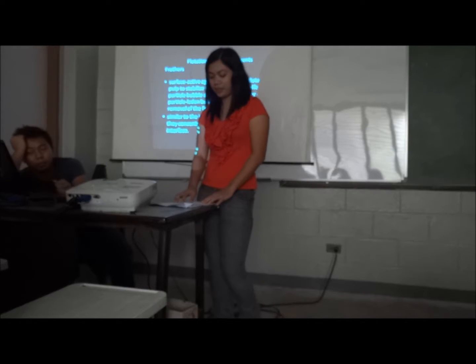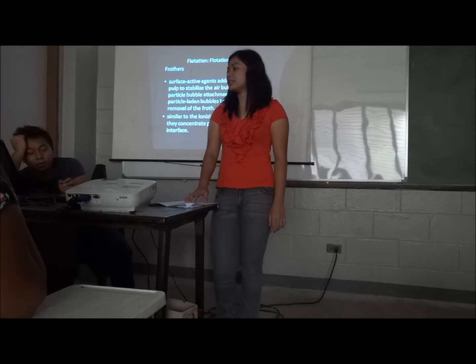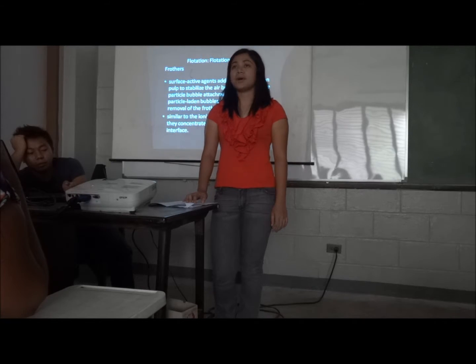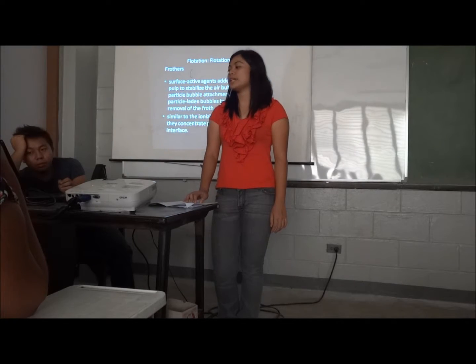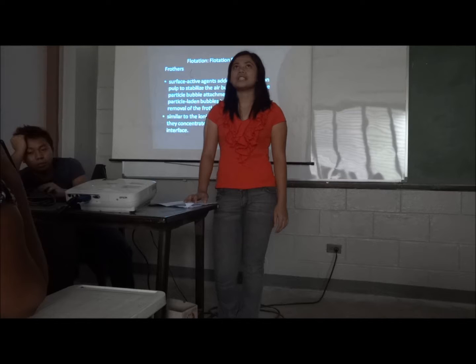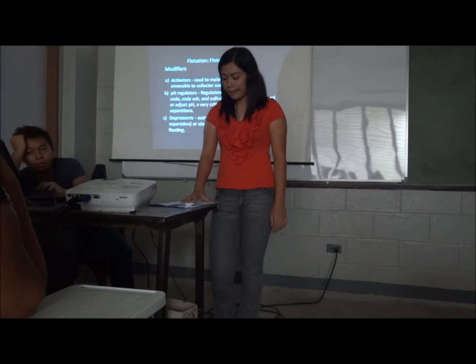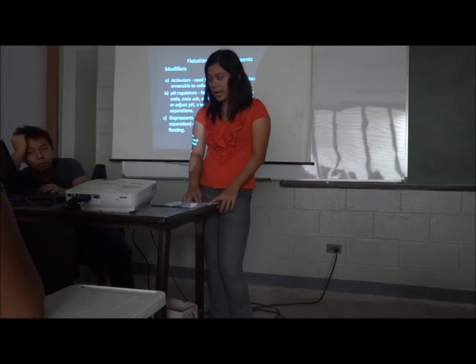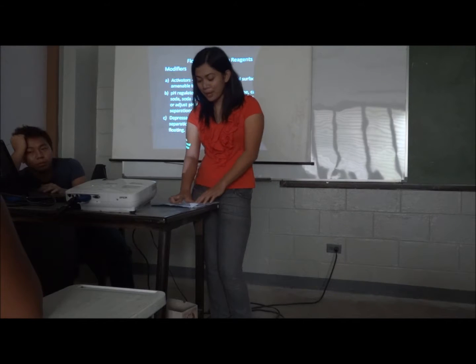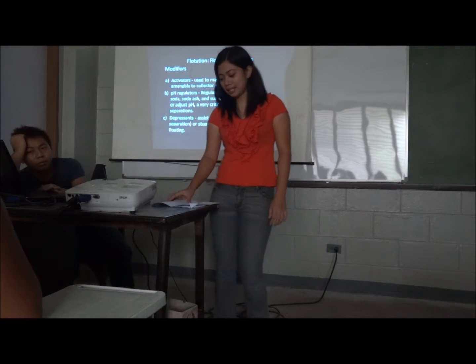So next is the frothers. Frothers are surface active reagents added to the flotation pulp primarily to stabilize the air bubbles for effective particle-bubble attachment, carryover of particle-laden bubbles to the froth, and removal of the froth. It is actually similar to the ionizing collectors except that they concentrate primarily at the air-liquid interface. Examples of frothers are pine oil, cresylic acid, polypropylene glycol, short chain alcohols, and 5 to 8 carbon aliphatic alcohols.